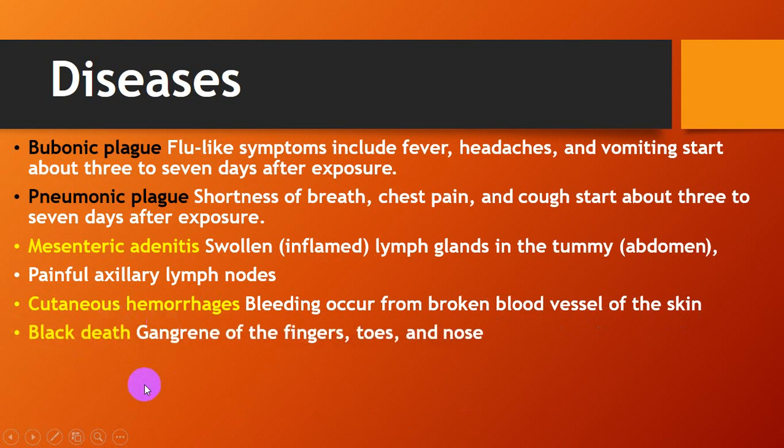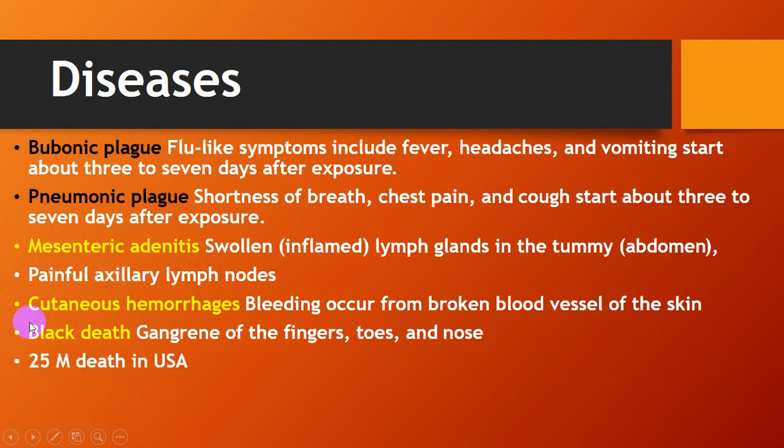And the next disease it will cause is the black death. Black death means gangrene of the fingers, toes, and nose. So what is gangrene? Gangrene means necrosis due to a shortage of blood supply. So it will cause black death. So two types of plague and three types of skin-related diseases: cutaneous hemorrhages, black death, and mesenteric adenitis.